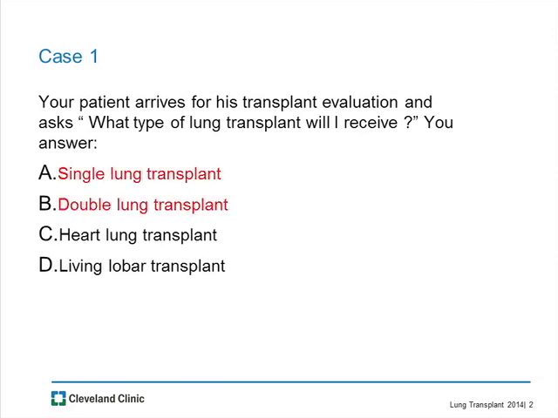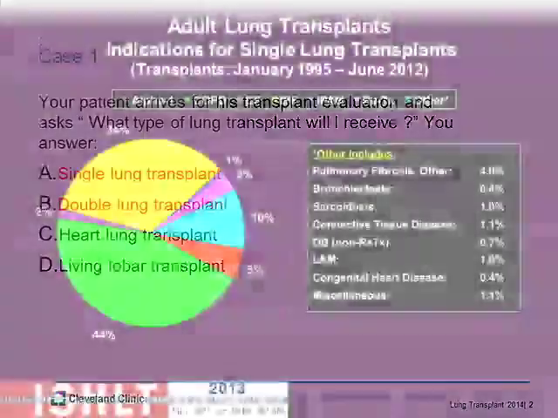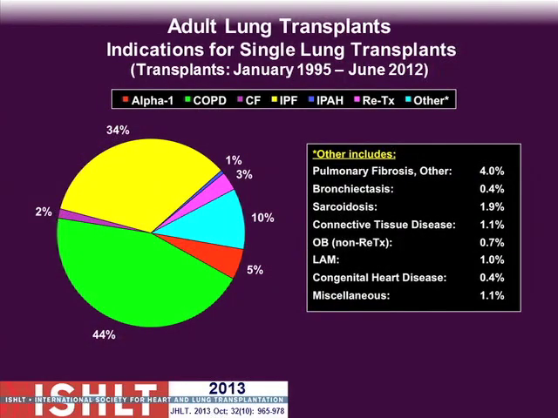The answer to this question is B, a double lung transplant, and can also be A, single lung transplant. At the time a patient is placed on the active waiting list, the transplant team also has to identify which specific procedure for which the patient will be listed. For most candidates, the choice is between a single lung or a double lung transplant.